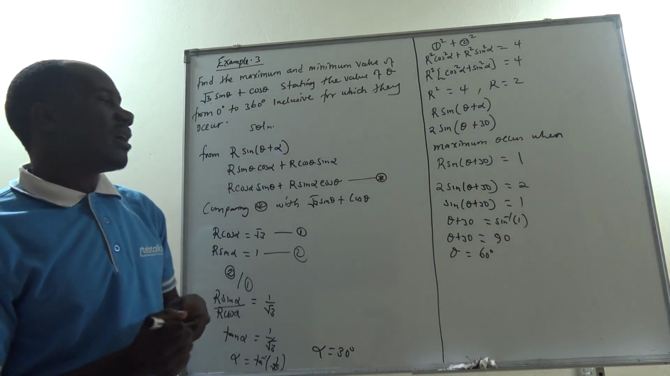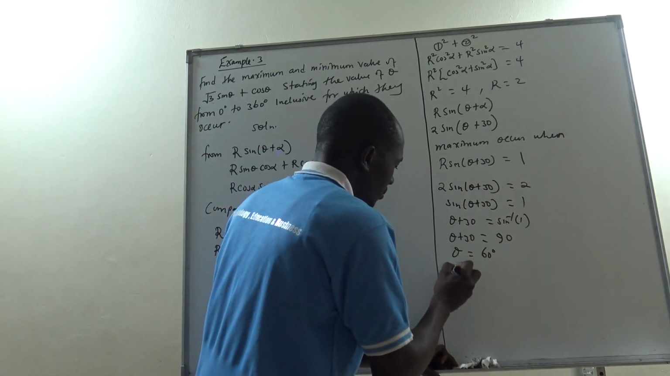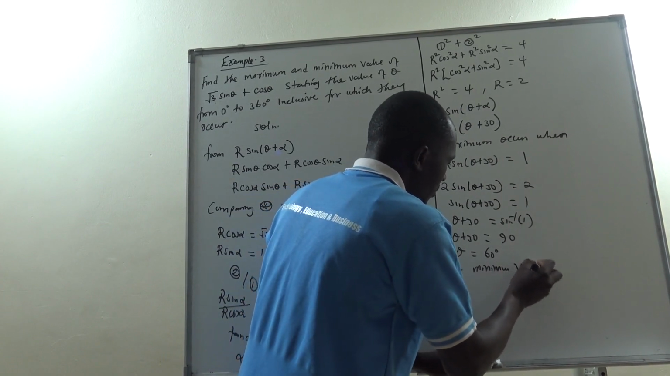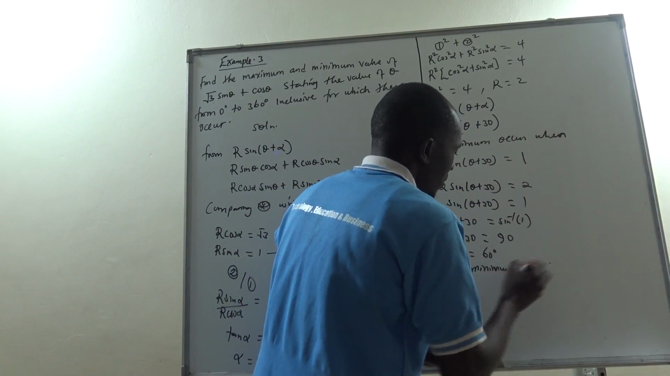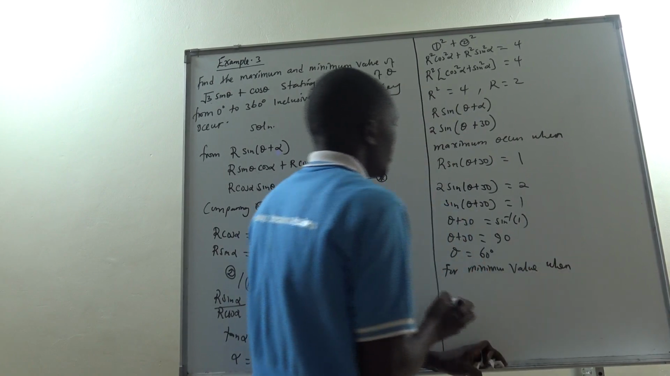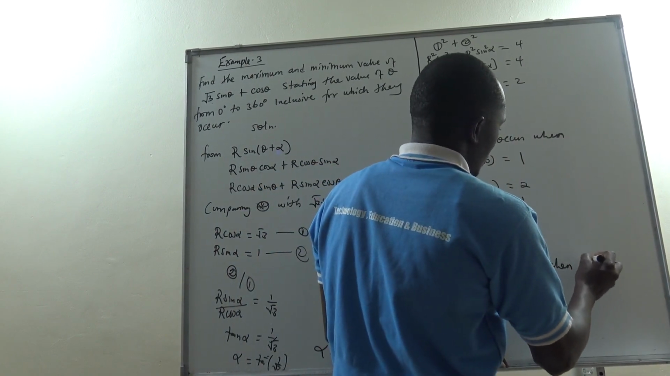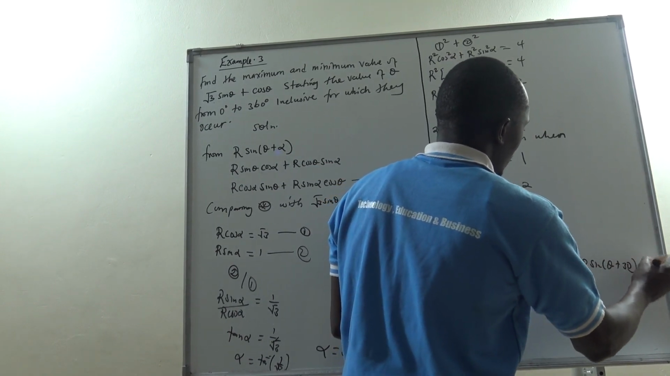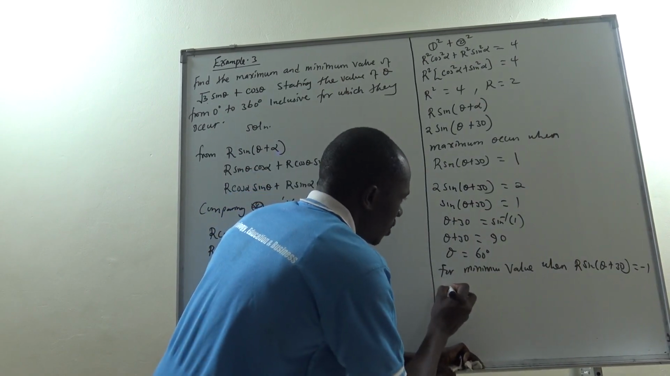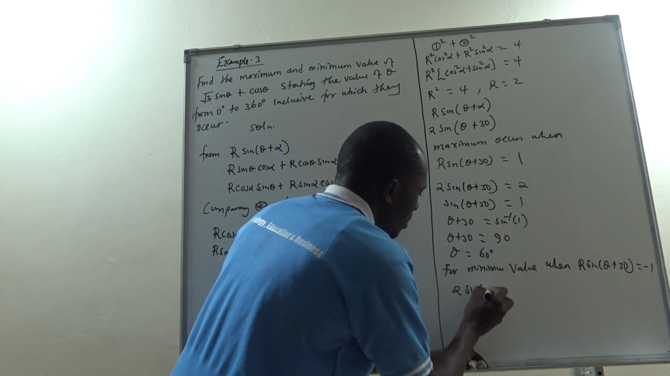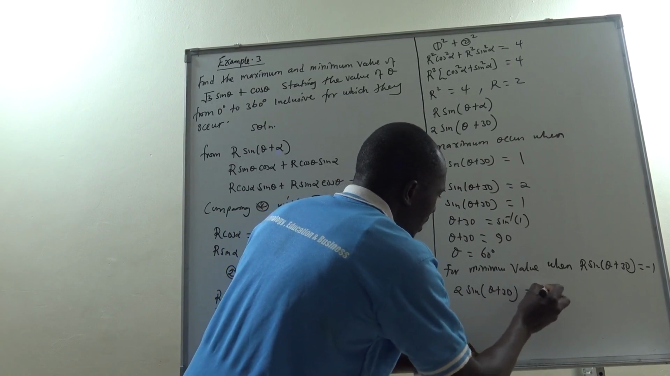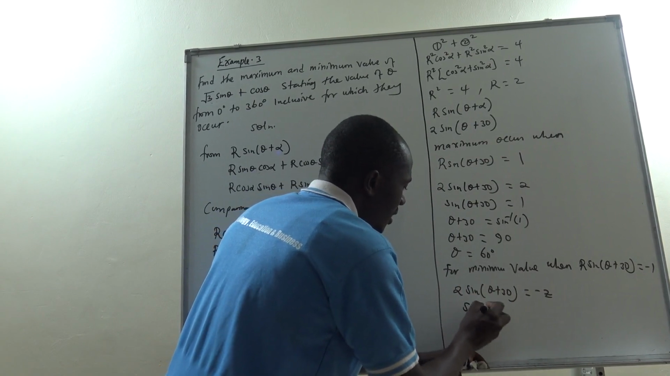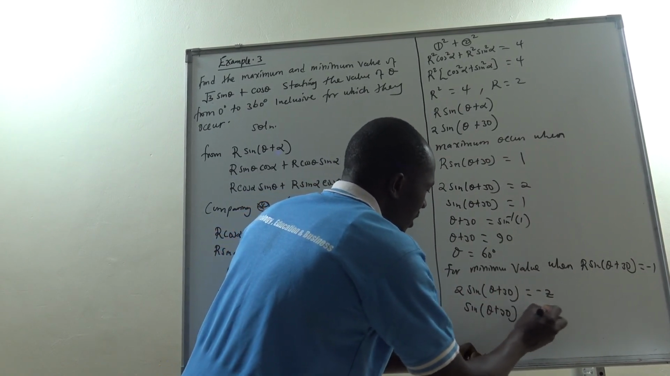Then, how can a minimum occur? For the minimum value, the whole expression occurs when R sine into theta plus 30 is equal to -1. So this implies 2 sine into theta plus 30 equals -2, because that was the value of R. So dividing through, we are having sine into theta plus 30 equals -1.